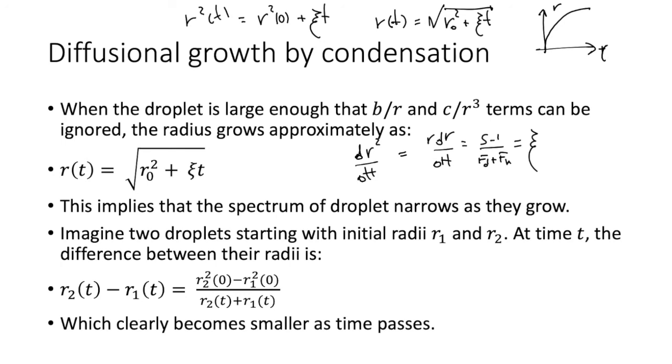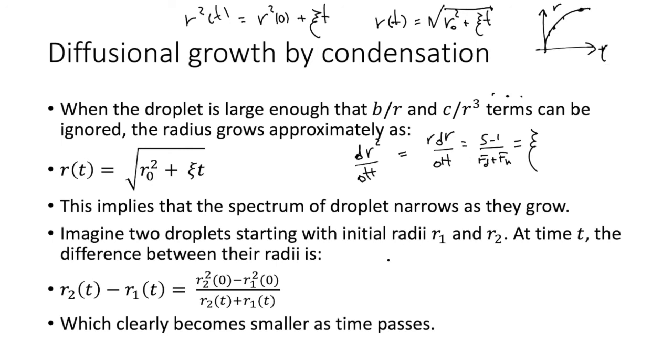As a consequence of this, spectra of droplets become narrow. So if you start with droplets that have different radii, okay, so they're in different positions here, they will very quickly reach a certain stage, and then their differences will become smaller and smaller in time.